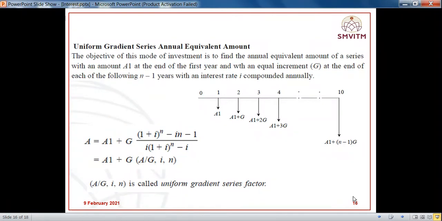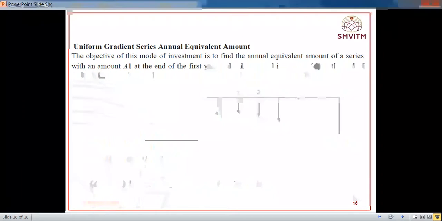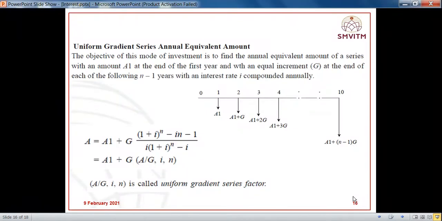The objective of the uniform gradient series mode of investment is to find the annual equivalent amount of the series with the amount A1 at the end of the first year and with an equal increment G at the end of each of the following n-1 years, with the interest rate I compounded annually. First you have to convert this gradient into a uniform series A. From the uniform series you can convert into present value or future value.